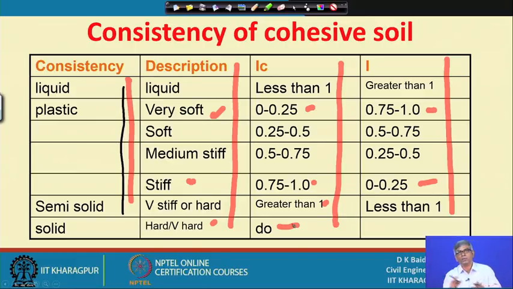That means, if I know the liquid limit, plastic limit and shrinkage limit, of course, shrinkage limit is not directly coming into the picture in this classification, but with liquid limit, plastic limit and natural water content we can find out IC and IL. Based on that, I can classify the state of the soil, whether it is liquid state, very soft soil, medium stiff soil, stiff soil, very stiff soil or hard or very hard soil. So, based on this we can classify them.